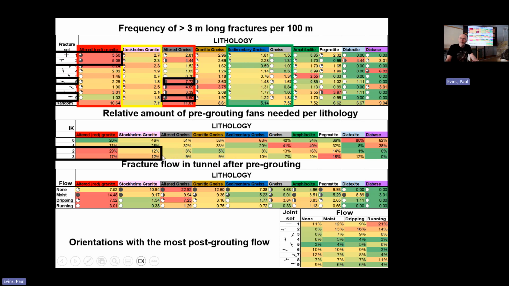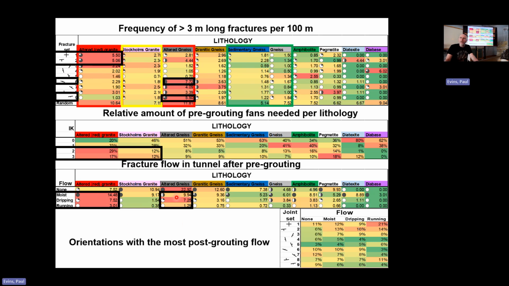Then after you grouted this, you build the tunnel through it. So you drill ahead of the tunnel to seal it off, and then you blast the tunnel or drill the tunnel, whichever you're going to do. After that, you map the fractures and see which ones are flowing. Are they moist, dripping, or flowing, running? And here we see, again, an interesting thing. The most flowing fractures are, again, in the altered red granite. So they're still hard to seal, even with the grouting.